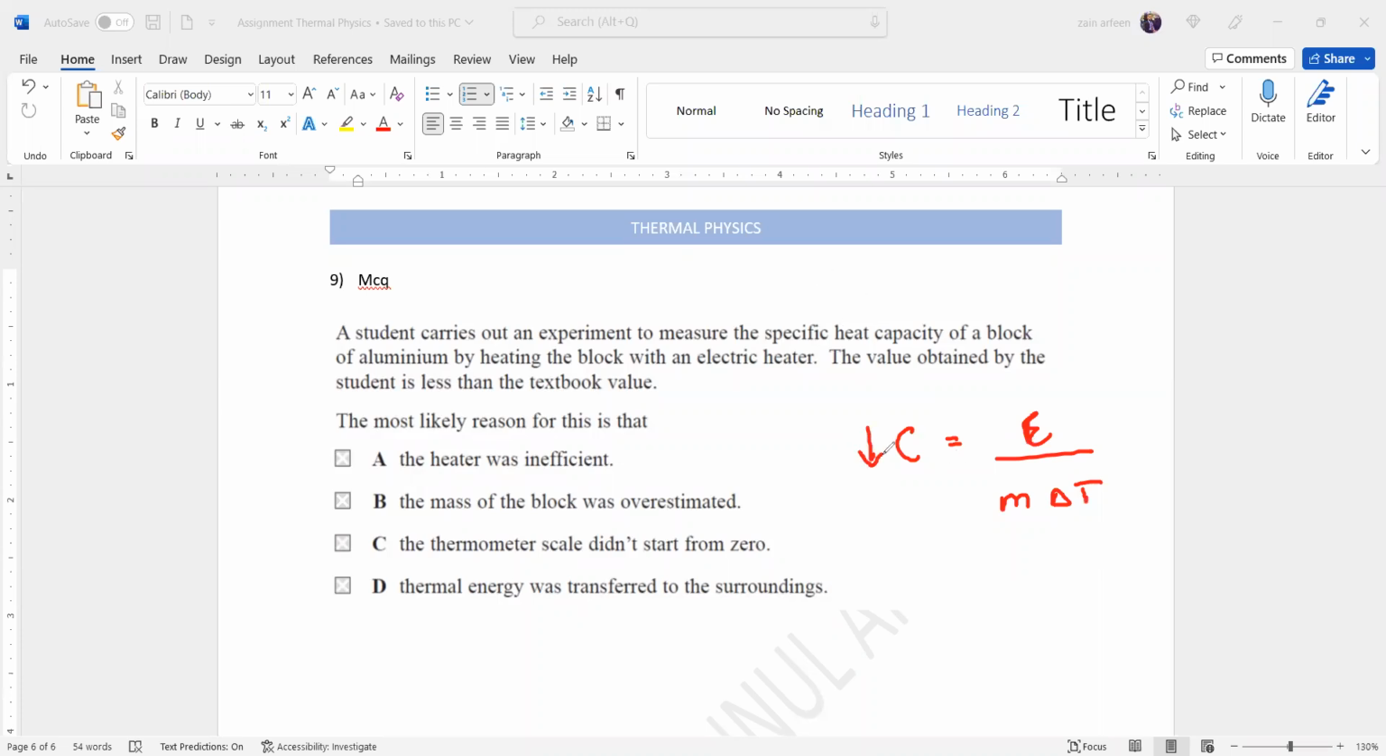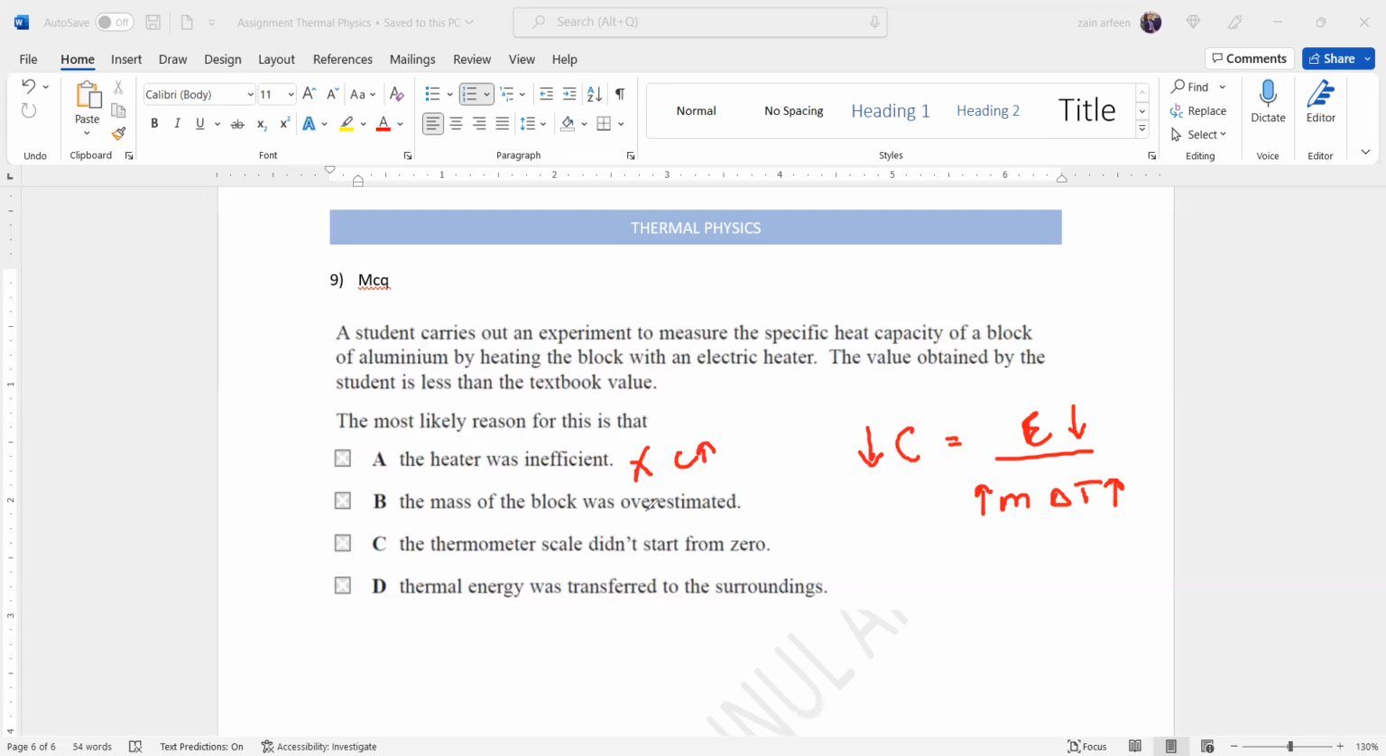So in what case can I get a smaller value? If I overestimate the mass, or if the temperature change is very high, or the energy supplied is very small. So these are the factors which can reduce the specific heat capacity. If the heater is insufficient, we'll use the heater for a longer period of time, so energy supplied will be higher. So this will increase the specific heat capacity.